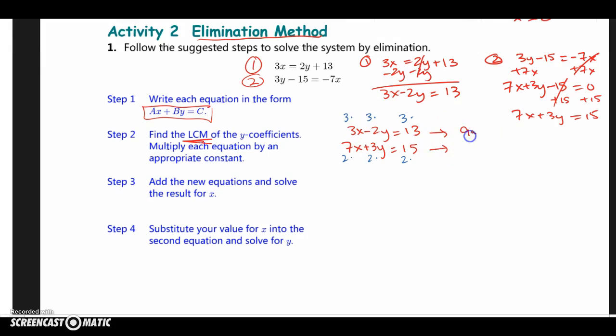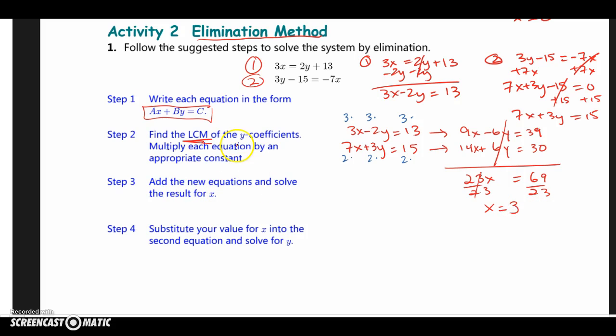So 3 times 3, 9x, 3 times negative 2, negative 6y, equals 3 times 13, 39, all the way through. 14x plus 6y equals 30. Again, we had opposite signs for the y coefficients. We got both of them to look like 6's, so that when I add the two new equations, I can get x. And that's a 14x. So add these guys up. These guys go away. We end up with 23x equals 69. Divide by 23, divide by 23. And it looks like we get x equals 3.